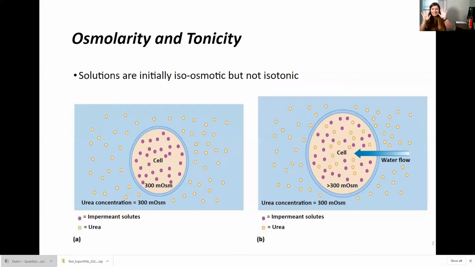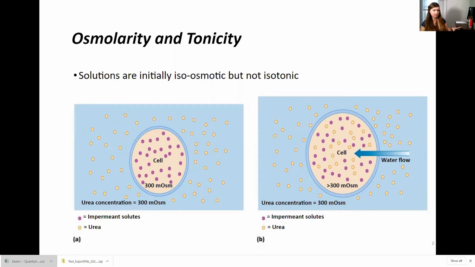And we talked about how tonicity is a little different. It's a very related concept. But when we're talking about tonicity, we're not talking about everything dissolved in the water. We're just talking about impermeable solutes. Impermeable solutes are the things that can't cross the cell membrane. So remember that the cell membrane is semi-permeable. Some things can get across, some things can't. So everything is part of osmolarity, but only our impermeable solutes are part of tonicity.